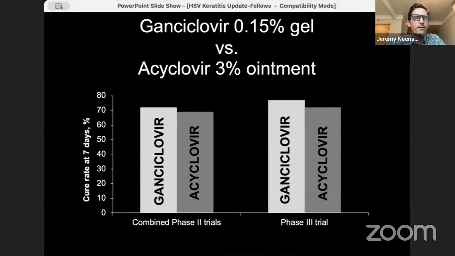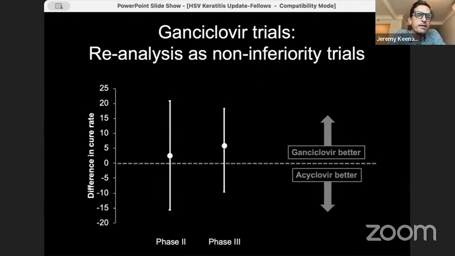Here are some data from the trials that were used to get it approved by the FDA. You can see that the cure rate at 7 days exceeded 70% in these trials for both ganciclovir and acyclovir. When they reanalyzed the data as a non-inferiority analysis, if ganciclovir is better, that's going to be above the dashed line, and if acyclovir is better, it's going to be below the dashed line. You can see there's not that much difference. The difference is within about 15 to 20 percentage points on either side, and it doesn't seem as if one is really all that much better than the other.